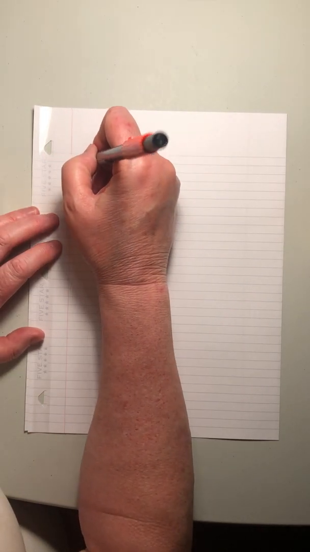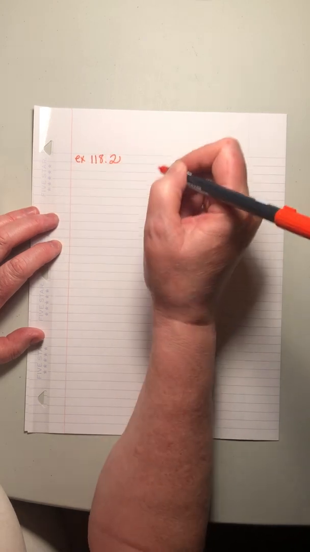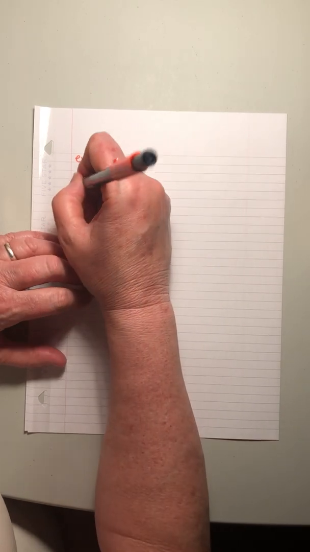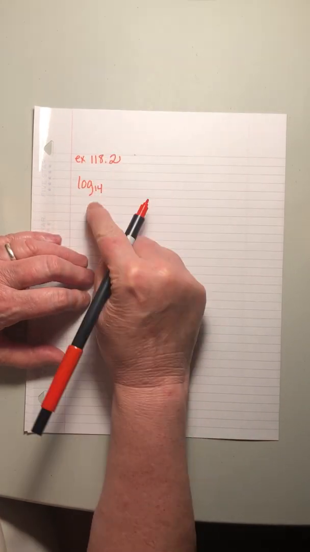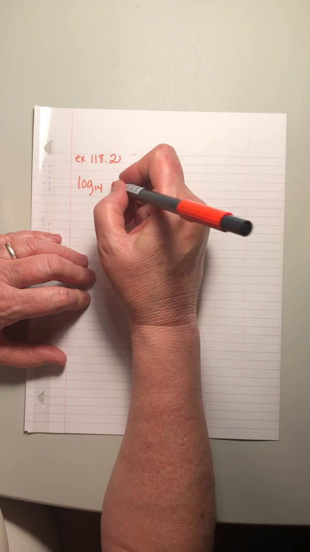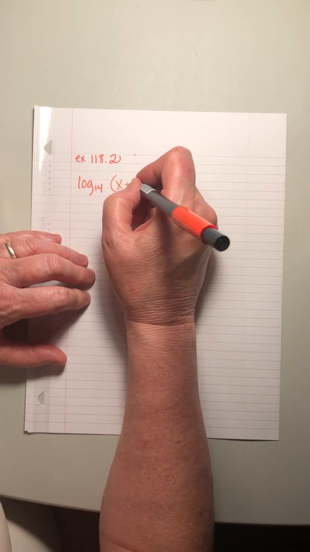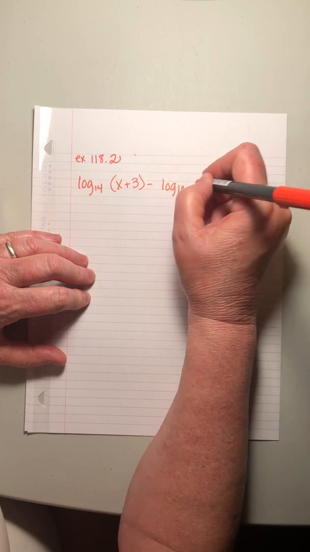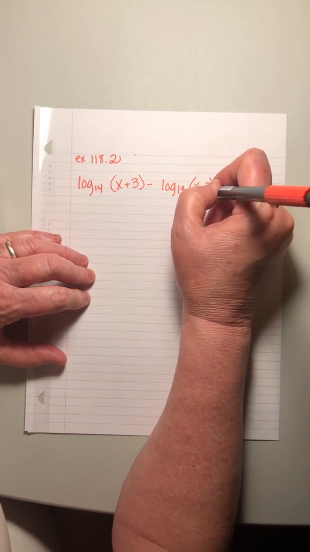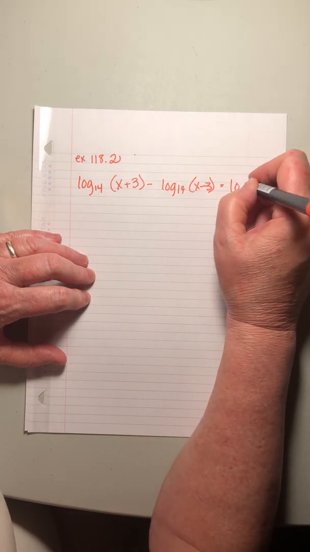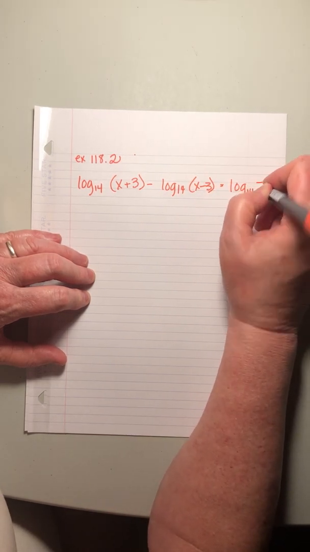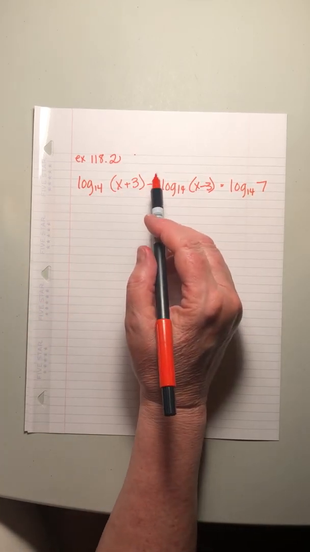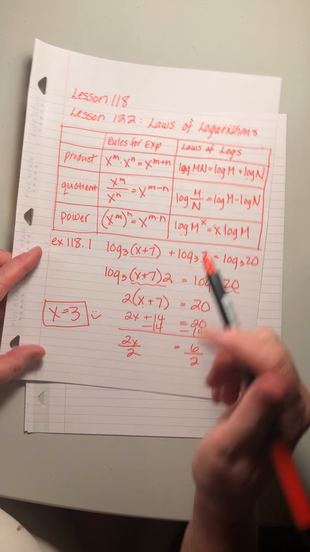Example 118.2. Solve. I'm going to write it here so I'm not squished. Log base 14 of (x plus 3) minus log base 14 of (x minus 3) equals log base 14 of 7. Okay, don't panic. It's going to be fine. As soon as we see this, we go, oh, subtraction. That's on our page, isn't it? Look, there it is right there.